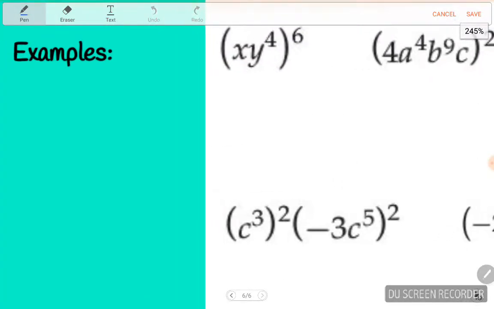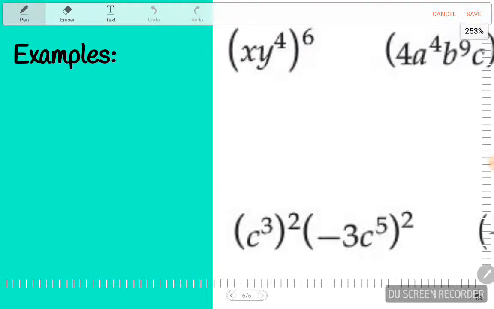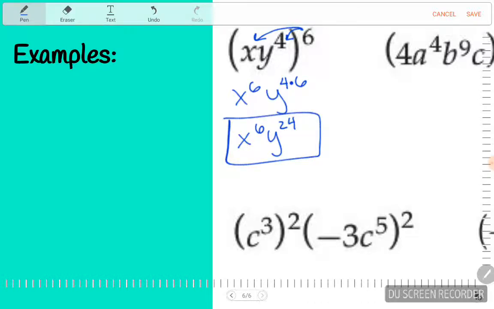Okay, so starting off a little lighter. This is a product, right? Multiplication to an exponent. So I'm just going to distribute that exponent. That gives me x to the 6th power. A power to a power means I'm going to multiply those, so 4 times 6. So I get x to the 6th, y to the 24th.